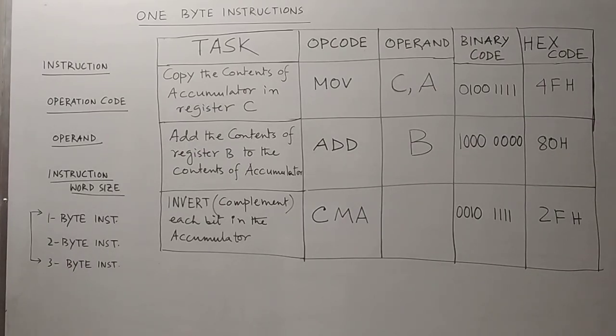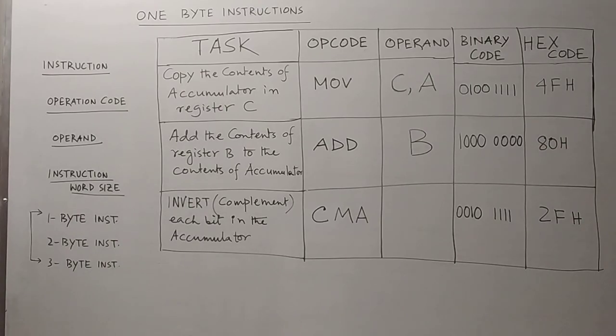The second task is to add the contents of register B to the contents of the accumulator. The opcode is ADD, operand is B, and the binary code will be 1000 0000. So 1000 will be 8 and 0000 will be 0. So the hex code will become 80H.